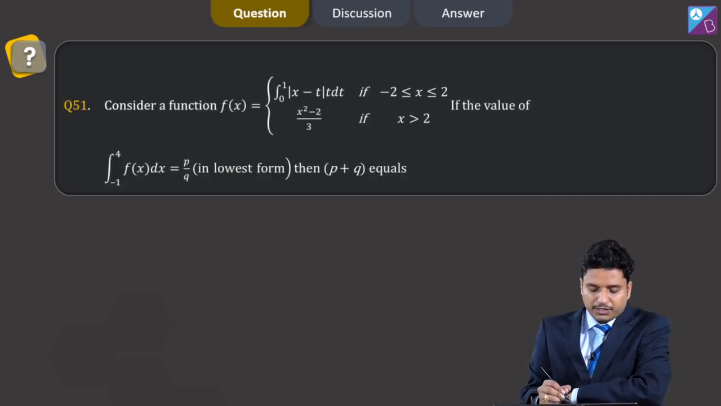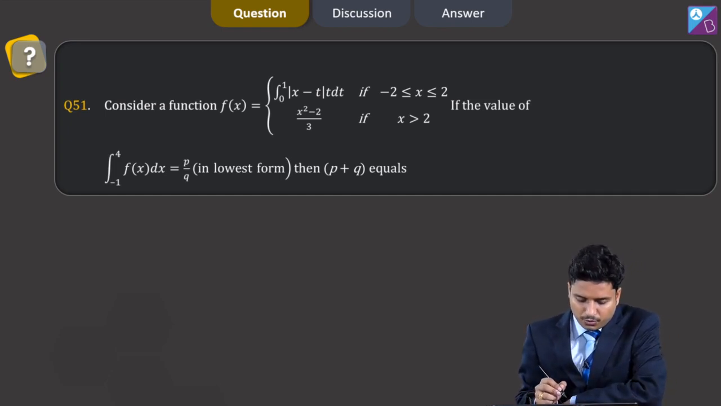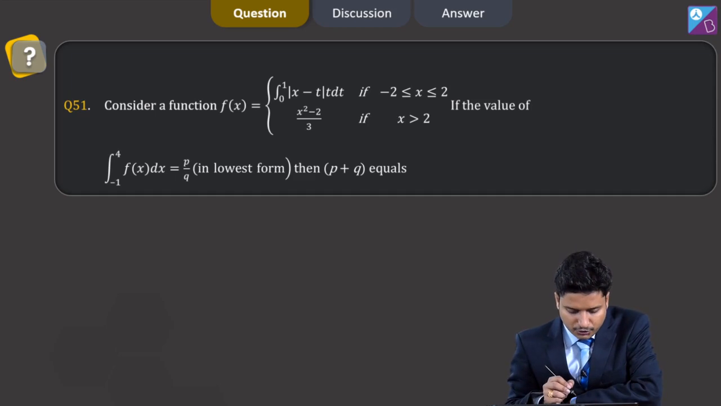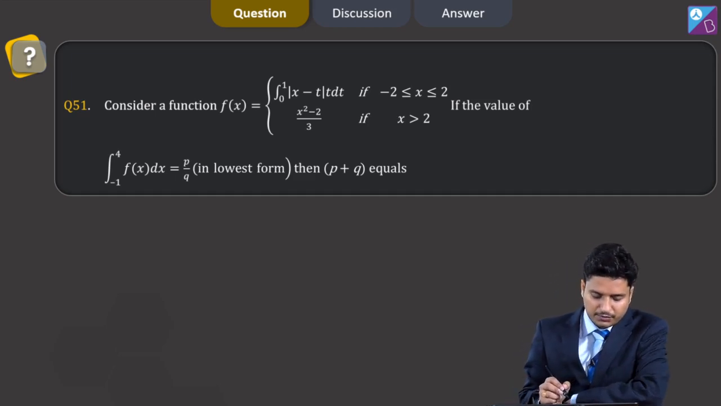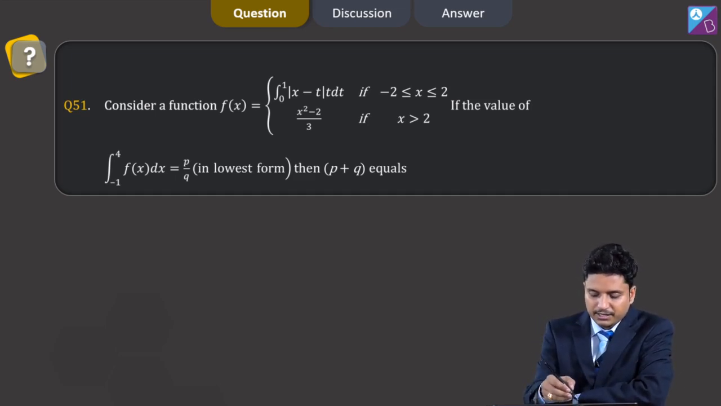Moving on to the next question, that is again from definite integration. Fx is equal to integral 0 to 1 of mod of x minus t into t dt if x belongs to minus 2 to 2, and for x greater than 2 it is x square minus 2 by 3, and we have to integrate this function from minus 1 to 4. So what we can see, first of all we have to try and break this first portion of fx, that is minus 2 to 2 and 0 to 1 mod of x minus t dt.